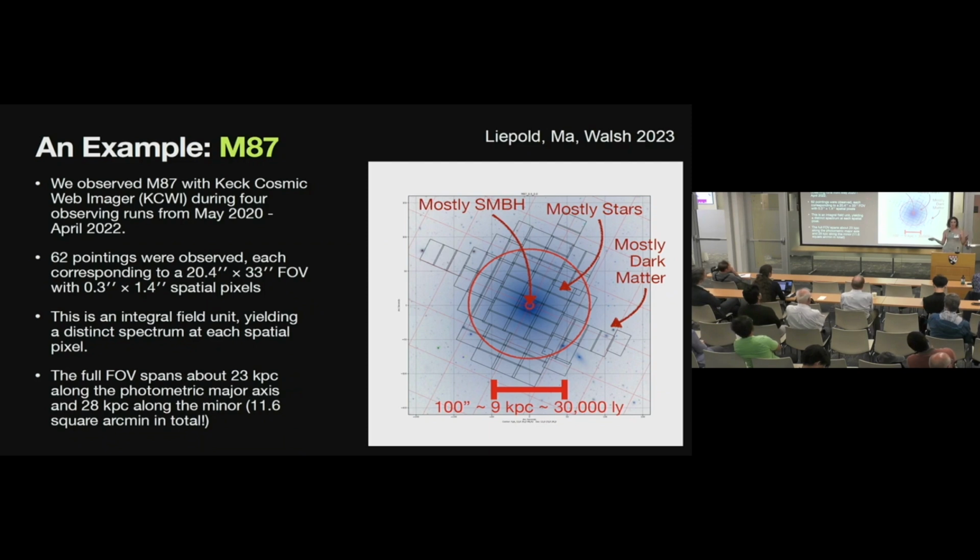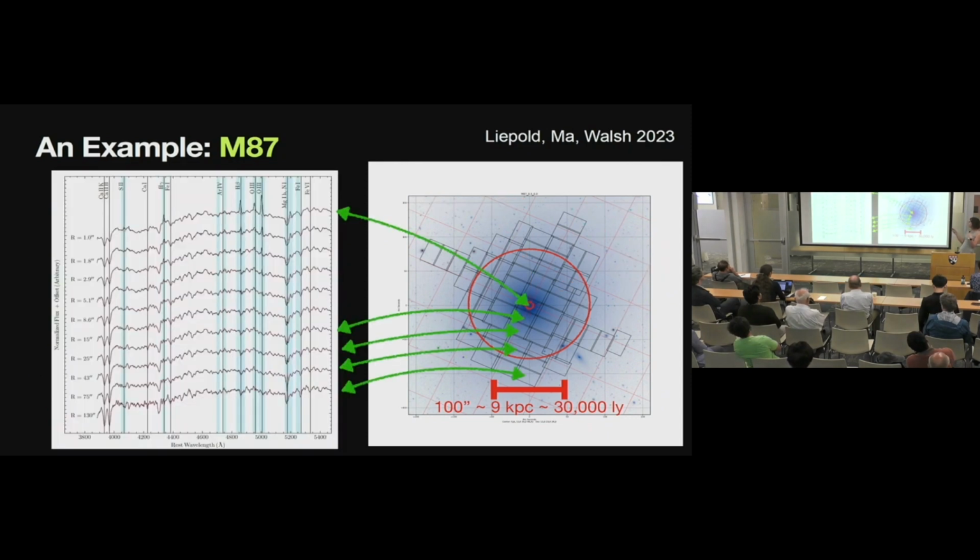KCWI is an integral field unit. So more or less, it's giving us a 3-dimensional picture of this galaxy where at each of the pixels through this entire space, thousands and thousands of them, we obtain a spectrum of the stars in that region, which we can see right here.